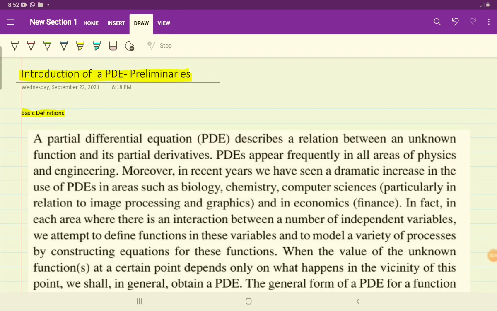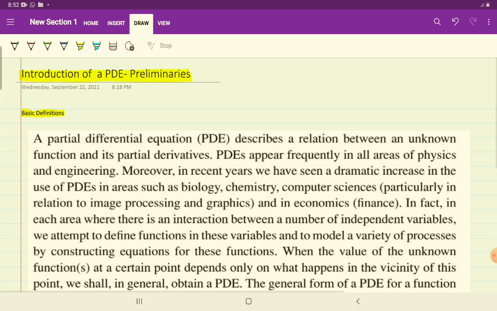Hello all, welcome to the first lecture of partial differential equations. Actually this is a part of the third semester MSc Mathematics course PDE and integral equations. In that course, the first two modules deal with partial differential equations, mainly first order and second order equations, a special type of partial differential equations and their solutions, etc.